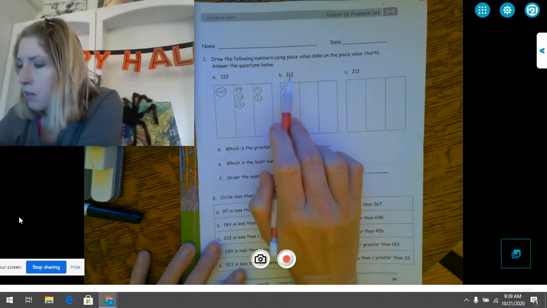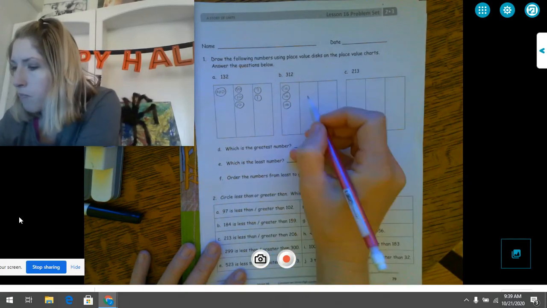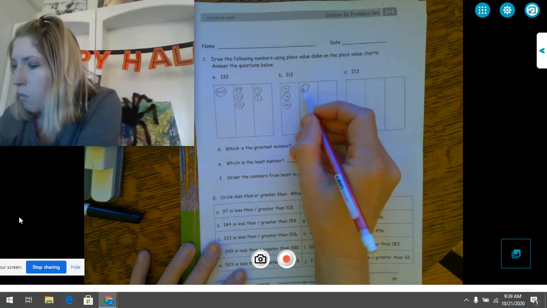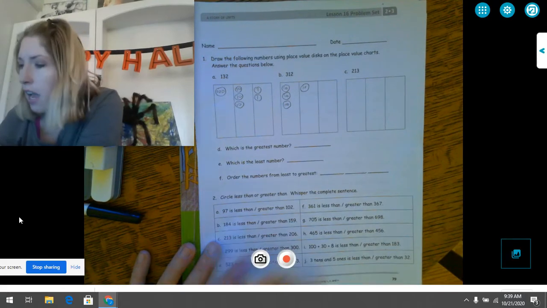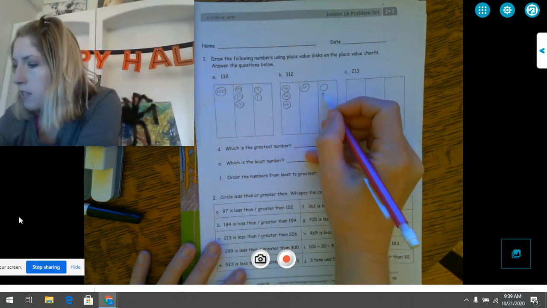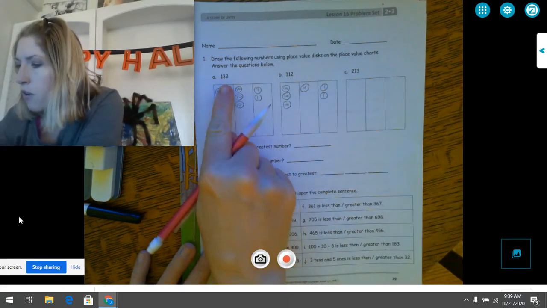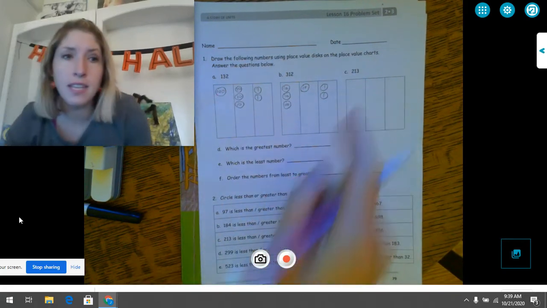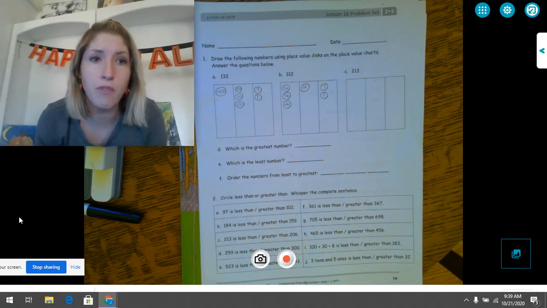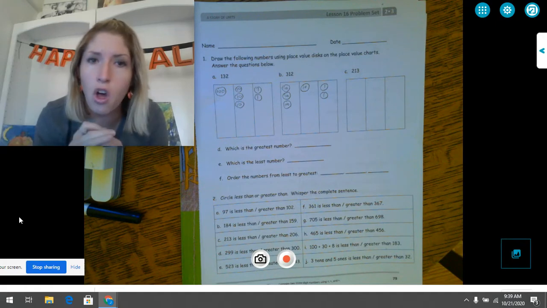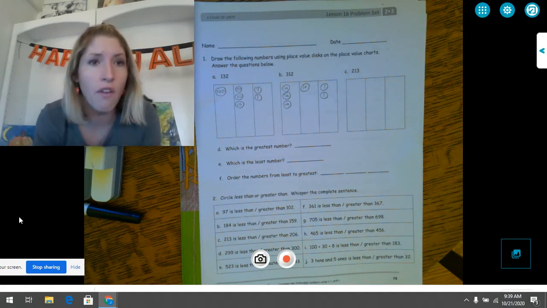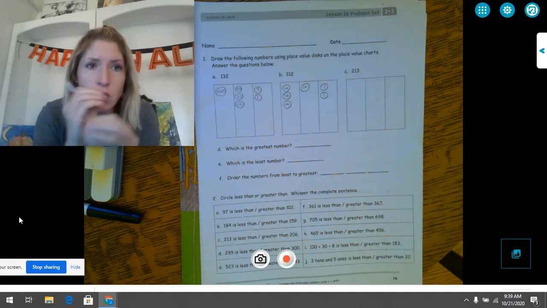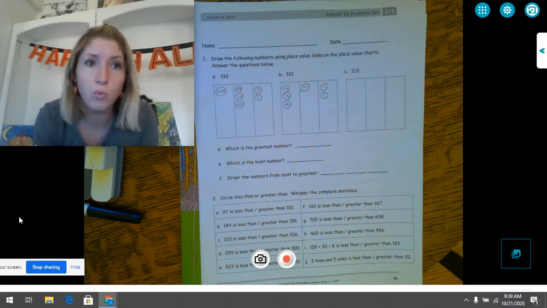Let's look back at the number. How many tens are in this number? 1 ten. And we have 2 ones. And if you notice, all three of these numbers have the same digits in them. They all three have a 1. They all have a 3. And they all have a 2. Those digits are just in different orders, which really changes how big or how small the number is.